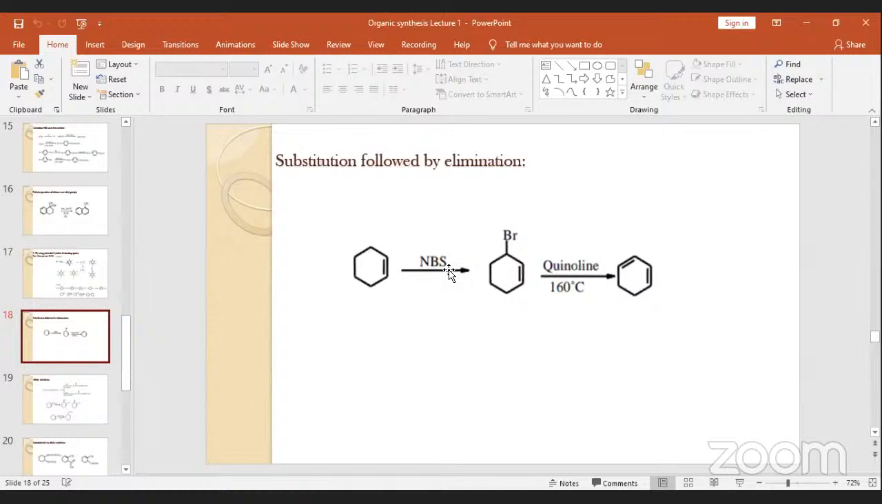is the best reagent. So you get allyl bromide, and when it is heated with quinoline, dehydrobromination occurs. So ultimately, what is happening here? 2 hydrogens are removed, that is dehydrogenation is happening via substitution with bromine followed by dehydrobromination. This is also one of the important oxidation reactions and one of the important synthetically useful reactions. Okay.